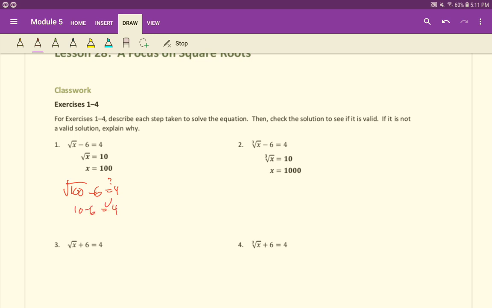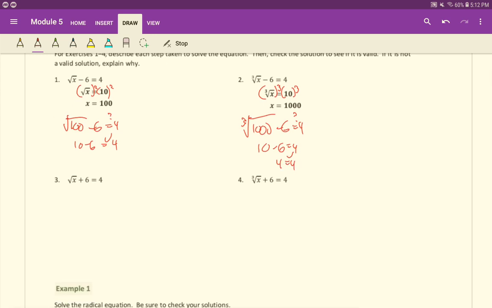Okay, number 2. You can see the difference here is we now have a cube root. So we'd still add the 6 to both sides to isolate the radical. We get this. How do you undo a cube root? Remember, to get rid of a square root, we squared both sides. So what should we do here? Well, cube root, so we'll cube both sides. We get x equals 1,000. And you can plug it in for x right there. Cube root of 1,000 minus 6 equals 4. Does it? This is just 10 minus 6, so we get 4 equals 4. Check, it works.